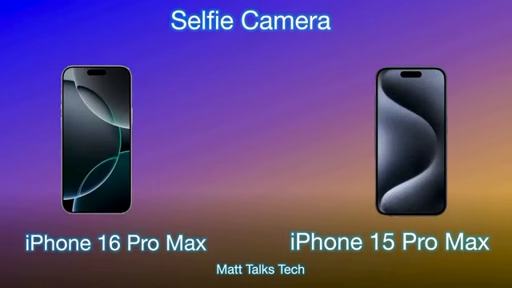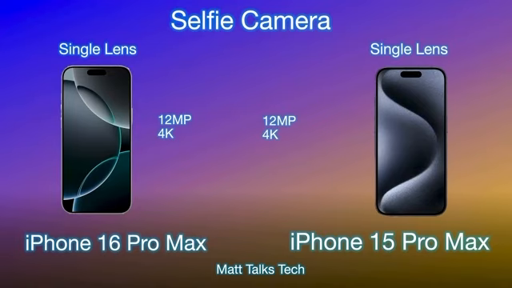But then moving on to the front of the phone, there are no differences here again. We've still got a 12 megapixel camera on the front in the Dynamic Island at 4K, so no changes whatsoever on both of these cameras.